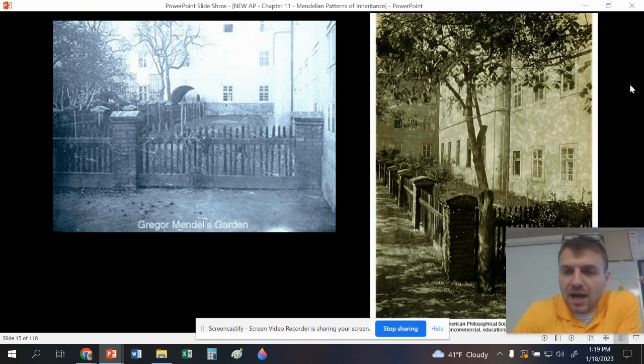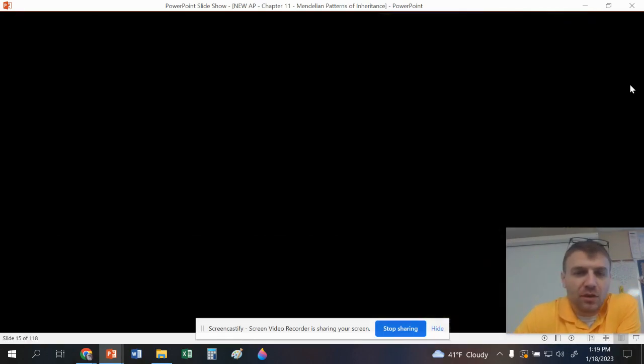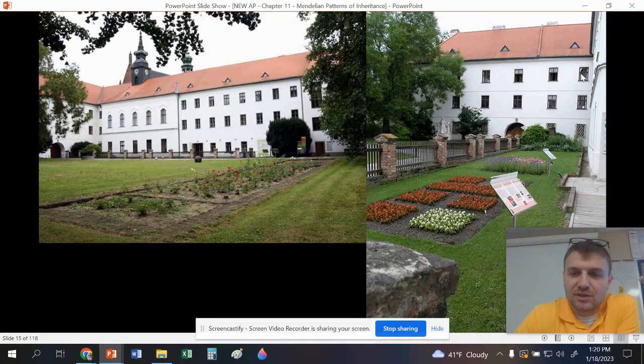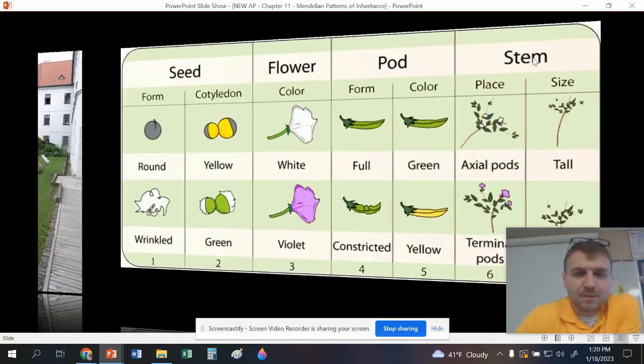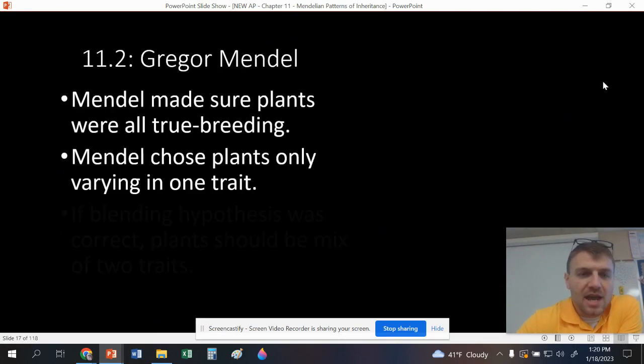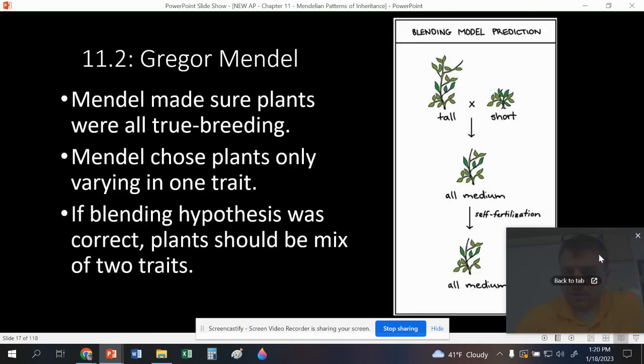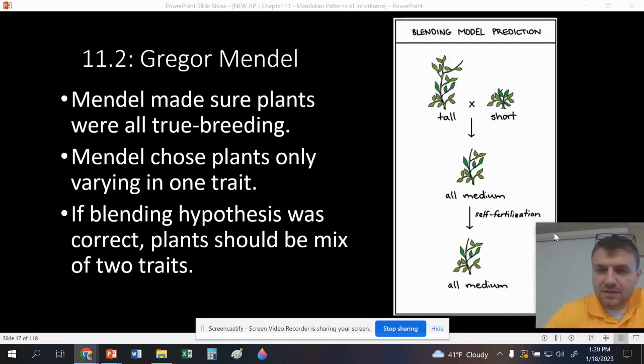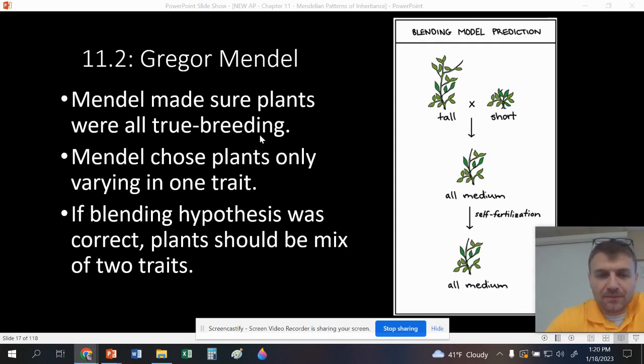This is what the garden of his looked like before, and this is what the garden looks like today, as you can see there. Now, the reason why he chose, again, these pea plants is because they had distinctive features. He could easily tell each of these different features. Now, he kept crossing true breeding plants, so tall with tall and short with short, until he got only tall and only short. Now, if the blending hypothesis was true, the offspring would all be medium, and then there would be more medium from that.